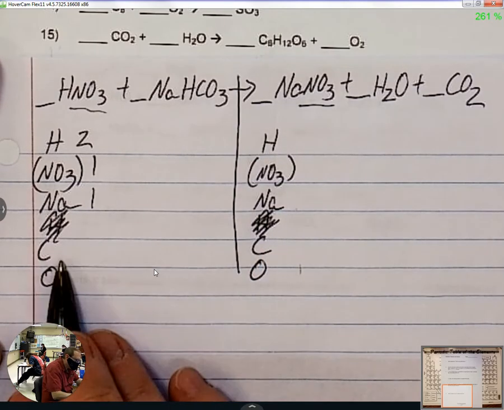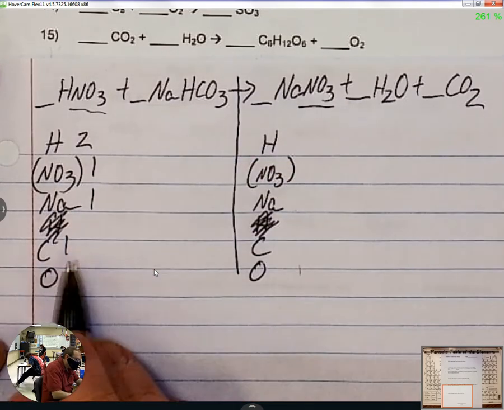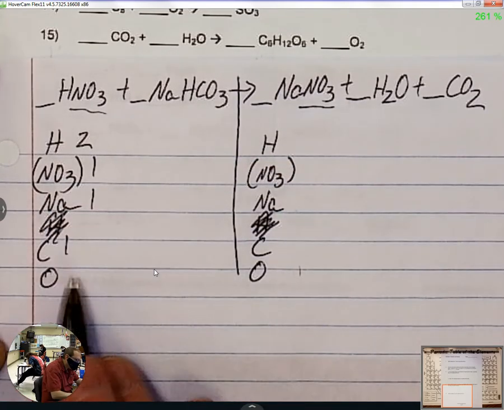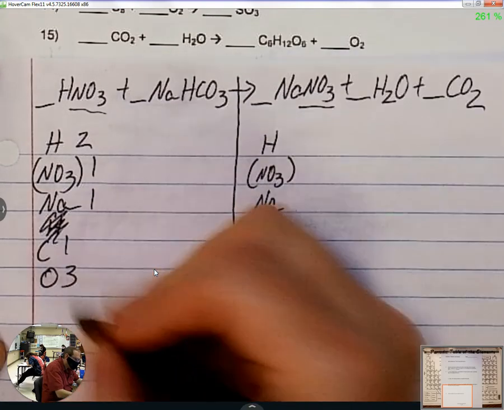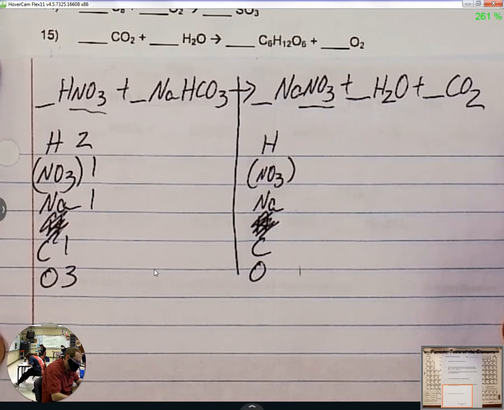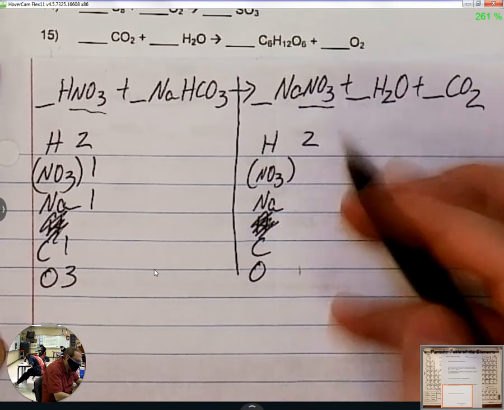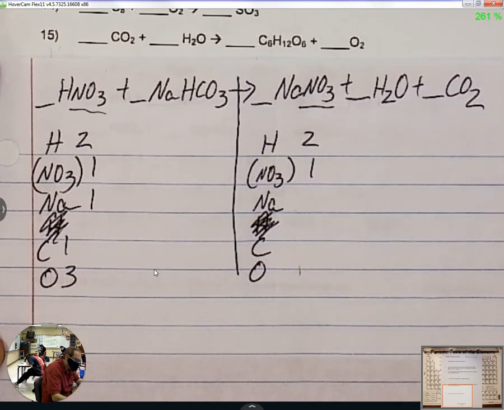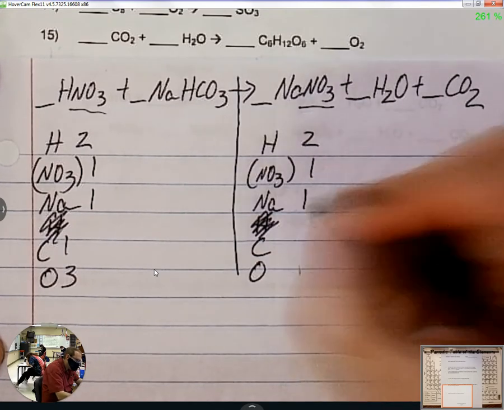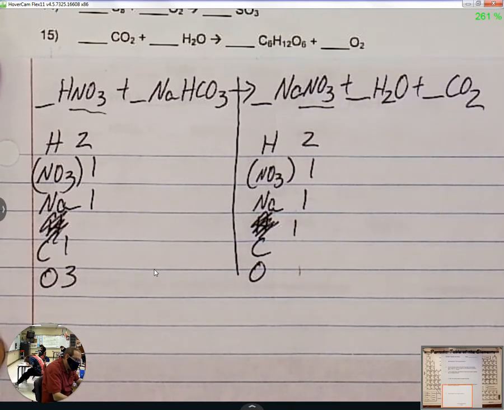How many carbons? 1. How many oxygens that are not part of NO3? 3. Good. On the right side, how many free hydrogens? 2. How many groups of NO3? Okay, how many sodiums? Uh-huh. How many carbons? And how many free oxygens?